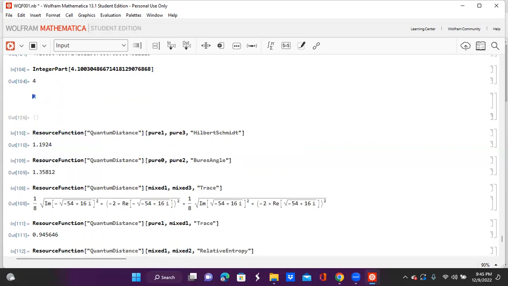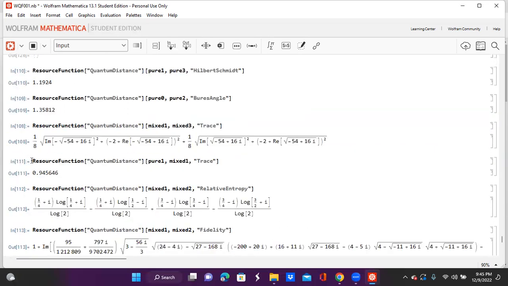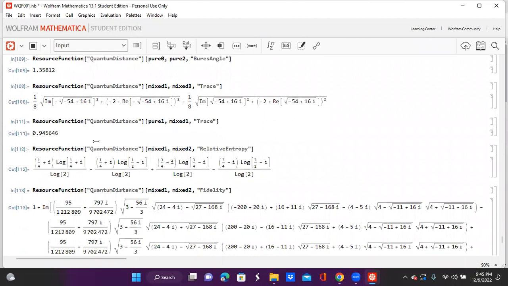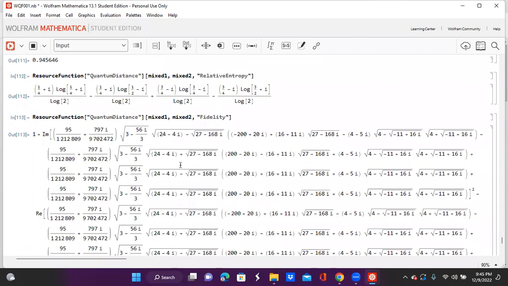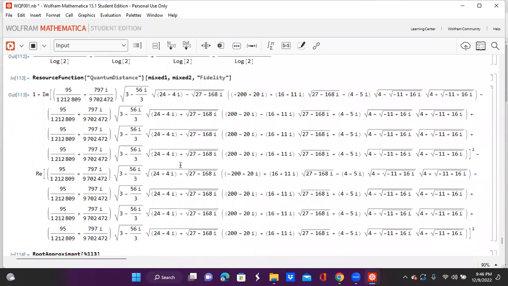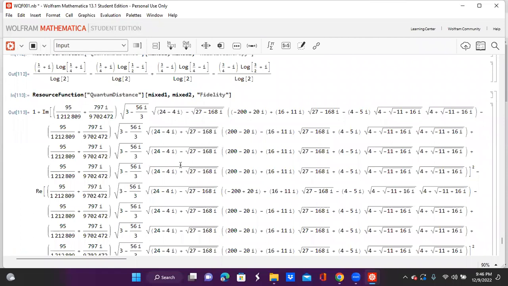I'm not sure what the command is there. I'll have to look it up. Asking for the Hilbert quantum distance, asking for the Bures angle quantum distance, and asking for trace distance. Asking for the relative entropy, von Neumann entropy. Asking for quantum distance fidelity.